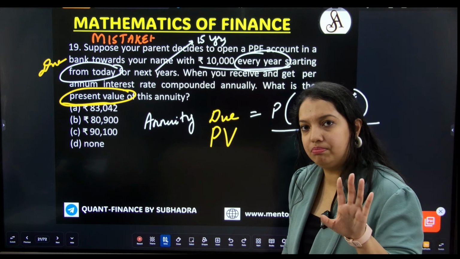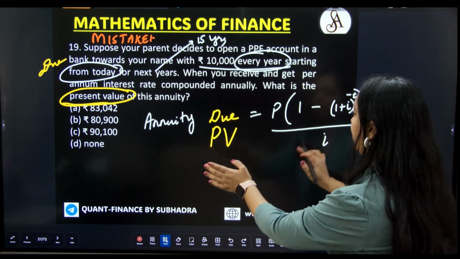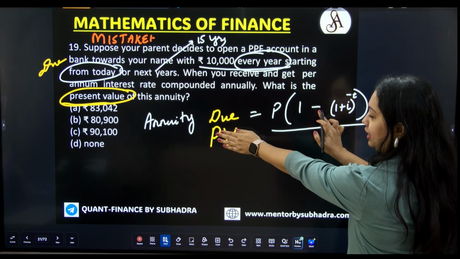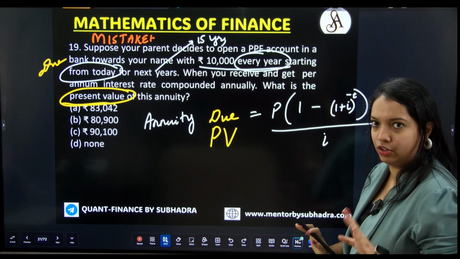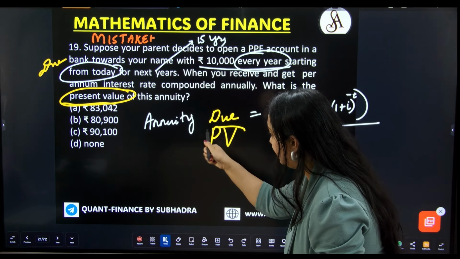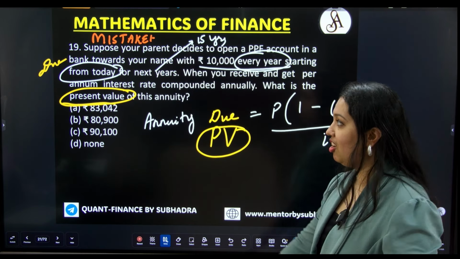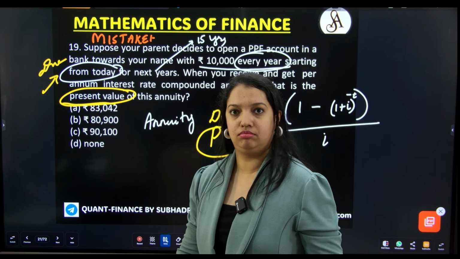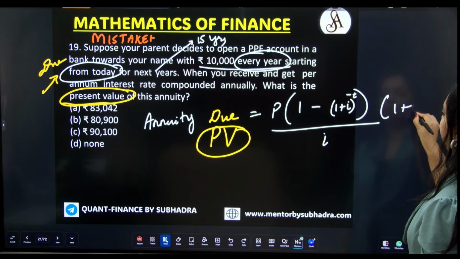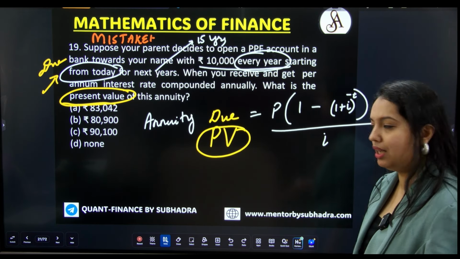So this looks like the present value of annuity formula. Just instead of plus, I have changed it to minus sign. So this is the present value formula. Because we are starting from today, you need to put one more 1 plus I over here. I hope the formula is clear to everyone.